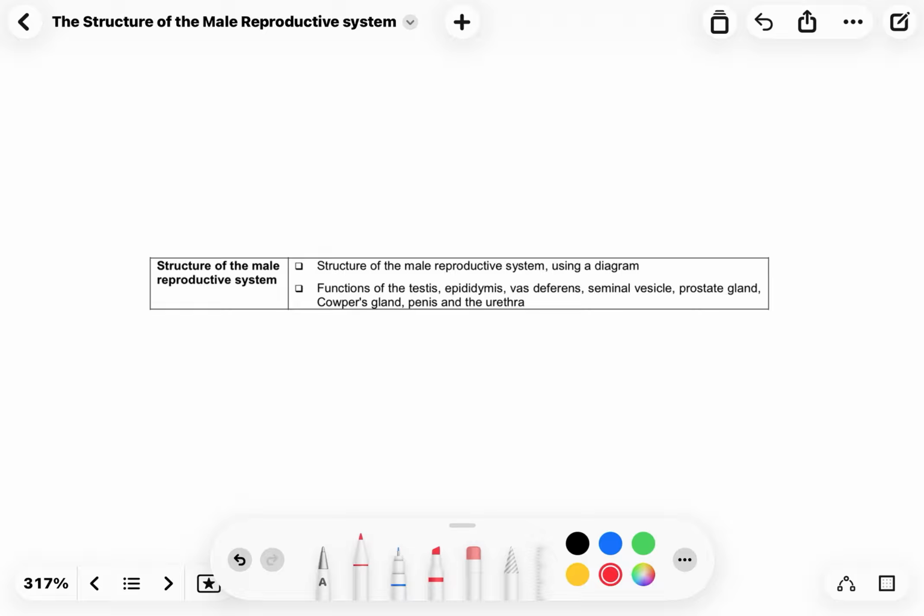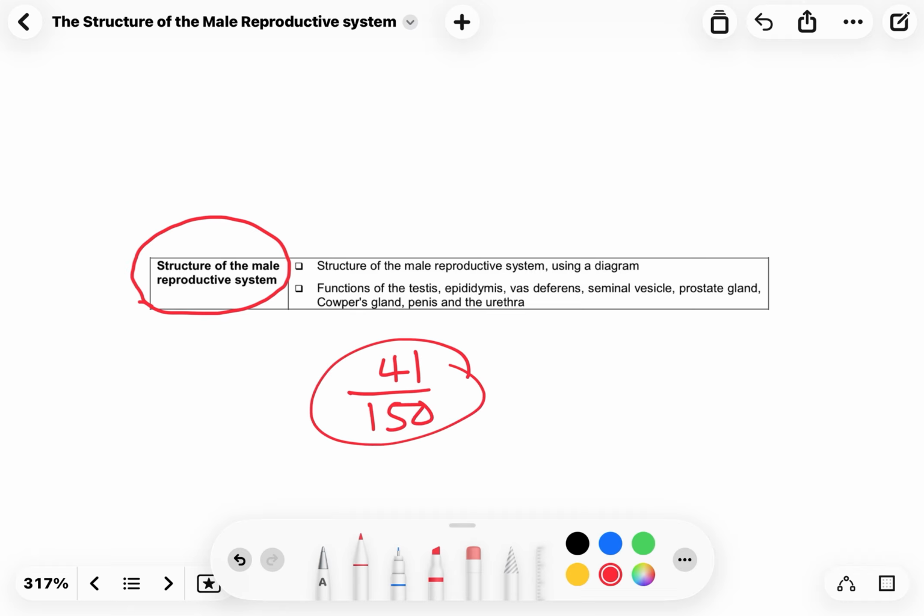In today's video, we are going to talk about the structure of the male reproductive system. Please note that this is a subtopic of a major topic in life sciences, human reproduction, which constitutes 41 marks of your paper 1. So, make sure you understand this topic so that you do well in your paper 1.